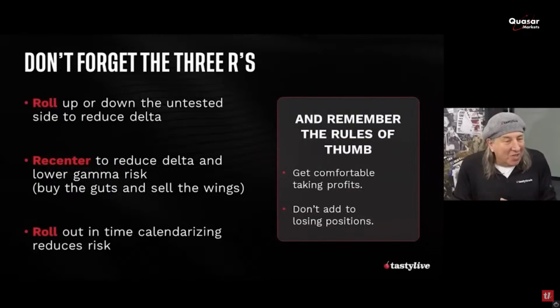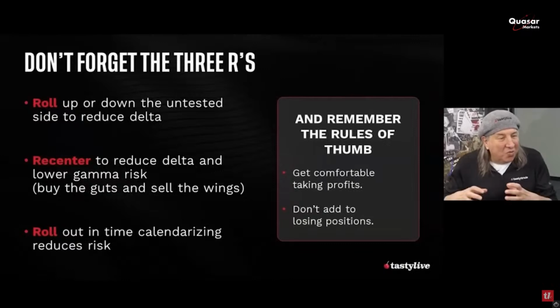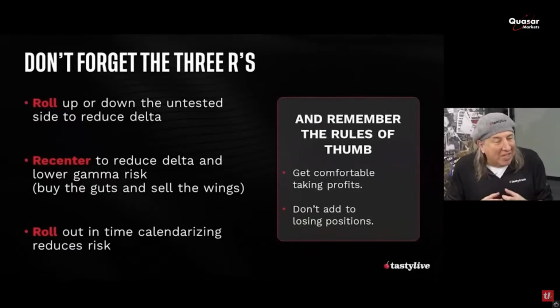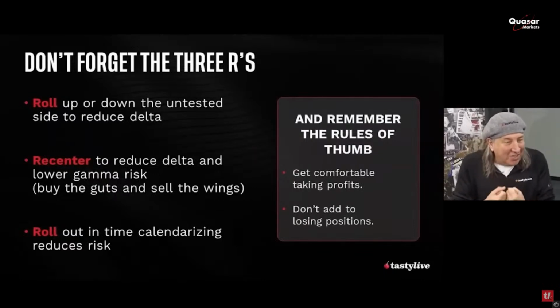The next thing we do is, if we get a little bit too close after a couple of rolls, we call this recentering, which is done to reduce delta and to lower your gamma risk. What that is: you buy the guts, the 2 nearest to at-the-money strikes, and you buy those back in a single click, and you sell out the wings. If your platform doesn't support that functionality in a single click, change your platform, because that's old technology that's not even viable in 2024.